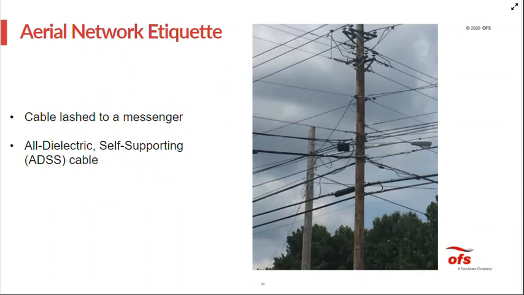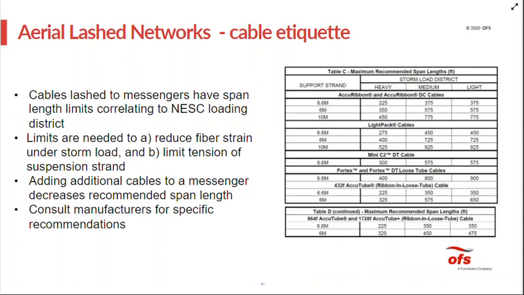I really like this picture because typically we see a couple of different types of aerial cables, either fiber optic cables that are lashed to a messenger or to a strand, or all dielectric self-supporting cables. And actually, you look at this picture, and there's a little bit of both on this pole. But just a little bit about aerial lashed networks and some cable etiquette.